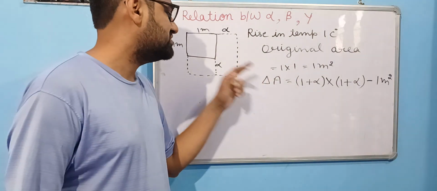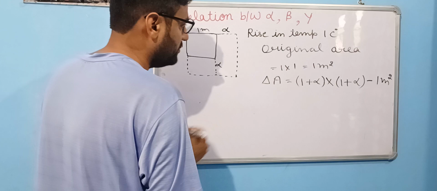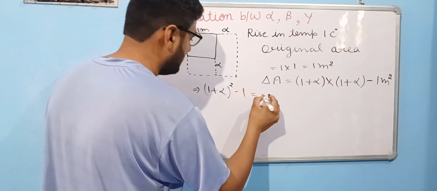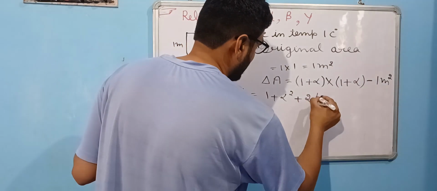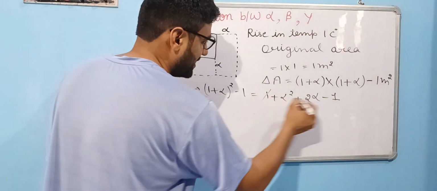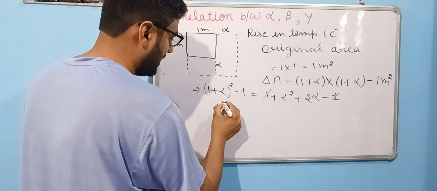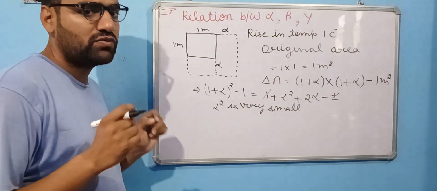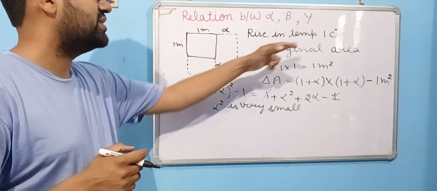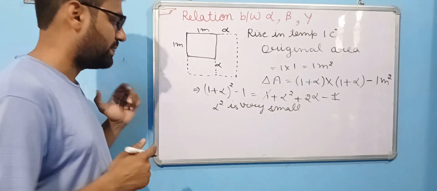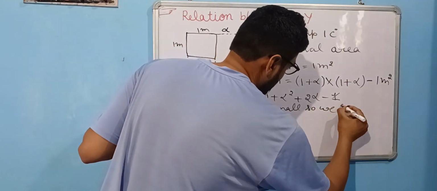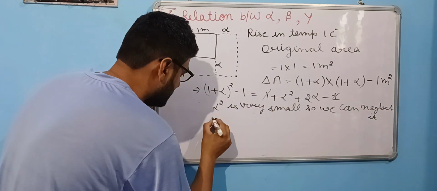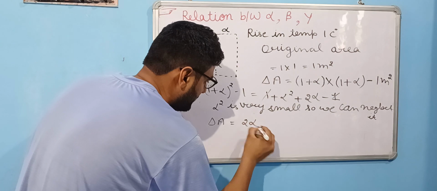By this we can find the expansion in this area due to temperature. It will be equal to (1 plus alpha) square minus 1. That will be 1 plus alpha square plus 2 alpha minus 1. We can cancel this plus 1 with this minus 1. Alpha square is a very small value, because alpha itself is a very small expansion when we raise the temperature of a 1 meter rod by 1 degree Celsius. So alpha square is very small and we can neglect it. So this change in area, delta A, will be equal to 2 alpha.